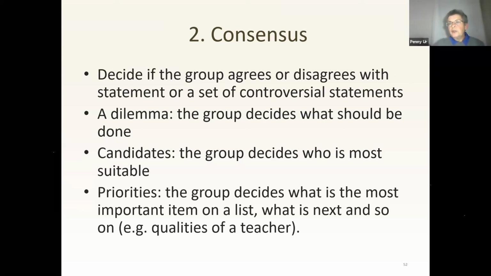Or priorities. The group is given a list and decides what is the most important, or what is the easiest, or what is the most dangerous. It depends what the list is. But if it's most important, for example, one which always works well with an advanced class is qualities of a teacher. So you brainstorm 10 qualities of a teacher and then ask the group to come to a consensus on which are the most important, in what order of priority they would put them.